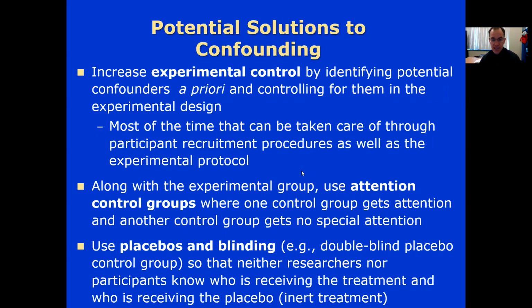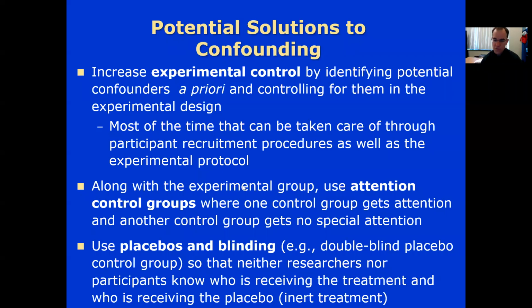Another way is, along with the experimental group, to use attention control groups, where one control group gets attention and another control group gets no special attention. The idea behind this is that it controls any type of attention bias that we talked about in that drug study and depression. So this teases out any effect that attention might have on the outcome of the study.